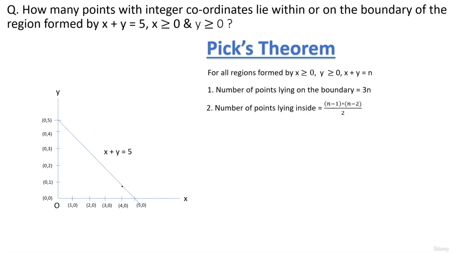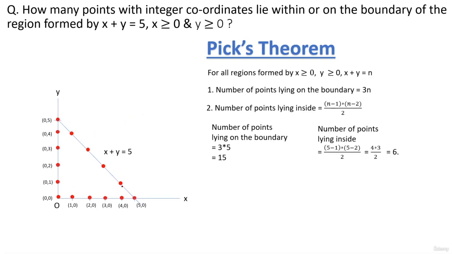So very directly now what you can do is you can find the number of points lying on the boundary as 3 into 5, which is 15. You can observe that what we counted, exactly that many points, 15, and the number of points lying inside in the interior will be n minus 1 into n minus 2 divided by 2. Put n is equal to 5. 5 minus 1 into 5 minus 2 divided by 2, you get the answer. 12 by 2 is 6. So final answer will be total number of points being 15 plus 6, 21. That's exactly what we found in the previous manual method, right? That's how you use Pick's theorem.